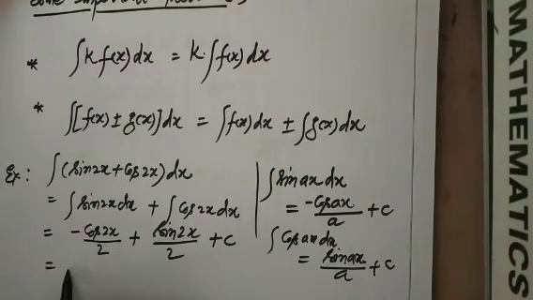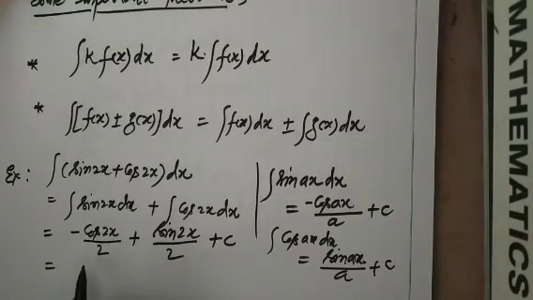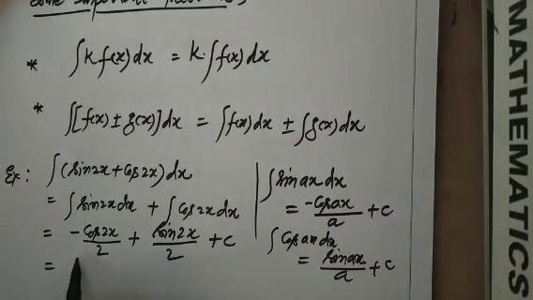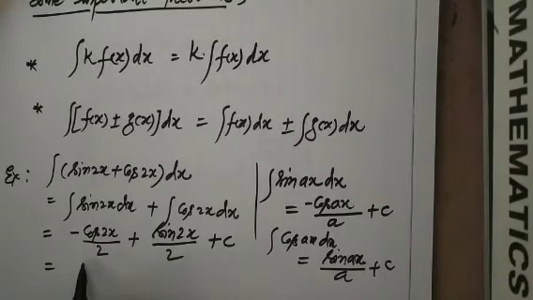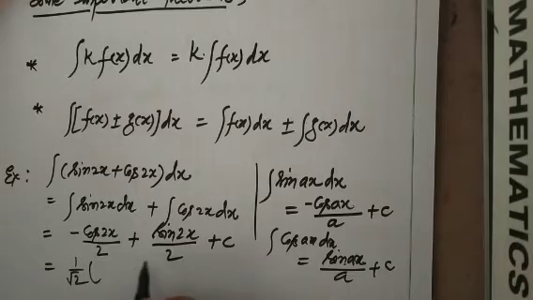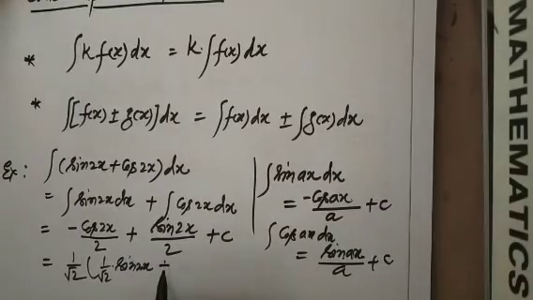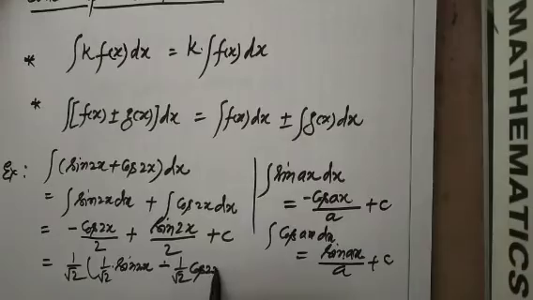What way can you simplify? If you write sin 2x on this side and cos 2x on this side, you can break the 2 in this form, that means you can take 1 upon root 2 common. So you can write this as 1 upon root 2 sin 2x minus 1 upon root 2 cos 2x, and plus c is already there.